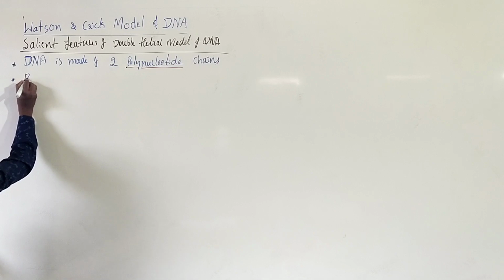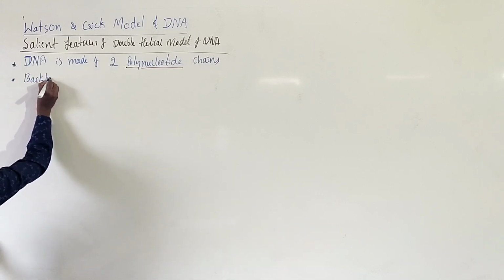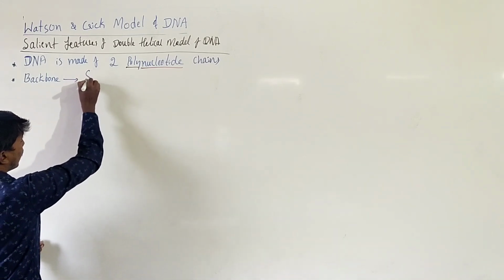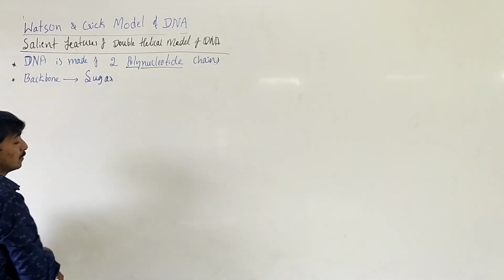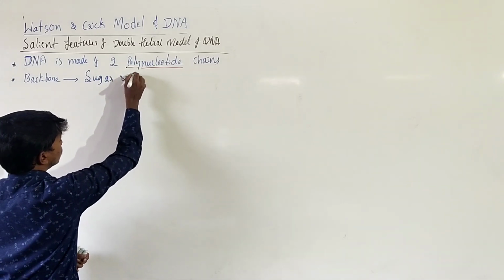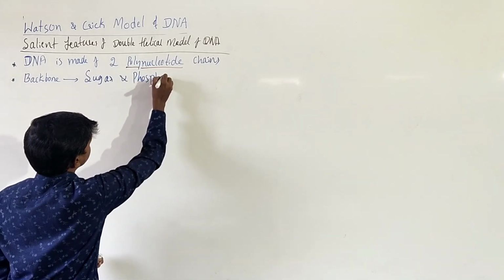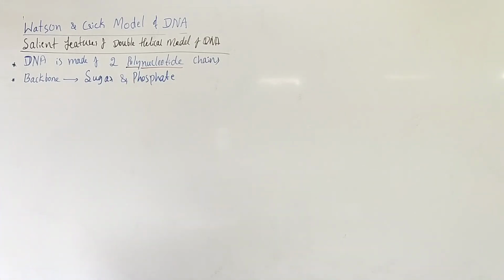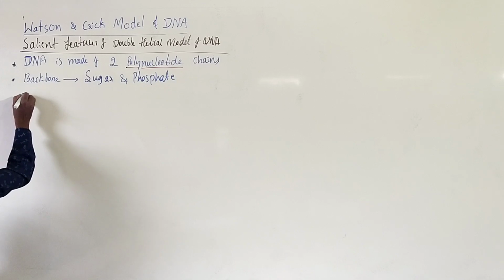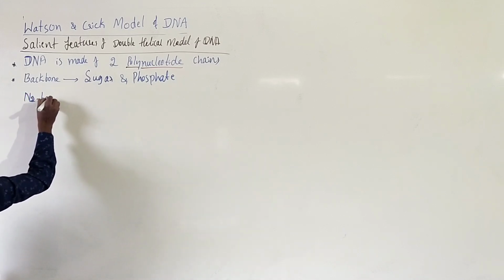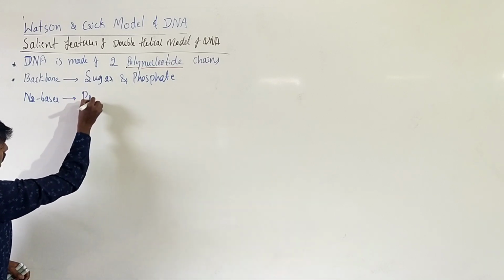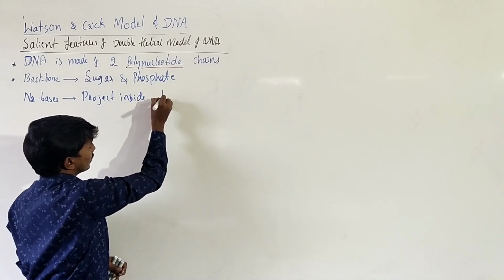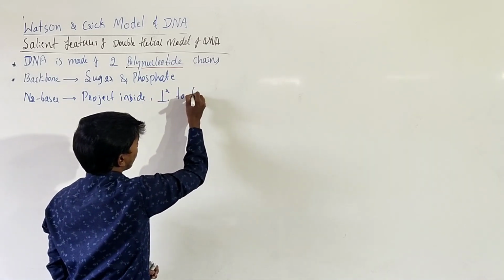Next, the backbone. Backbone is made of sugar and phosphate. And nitrogen bases project inside and are perpendicular to the backbone.